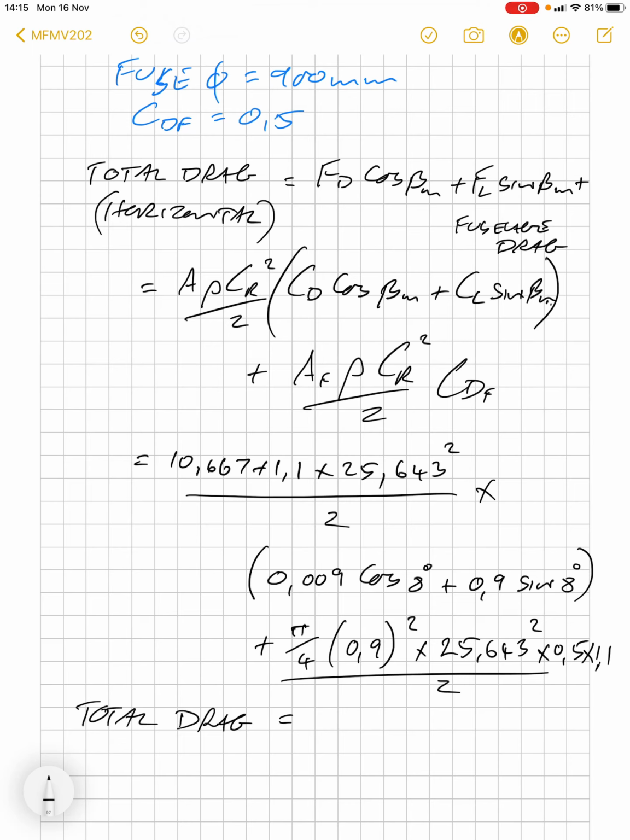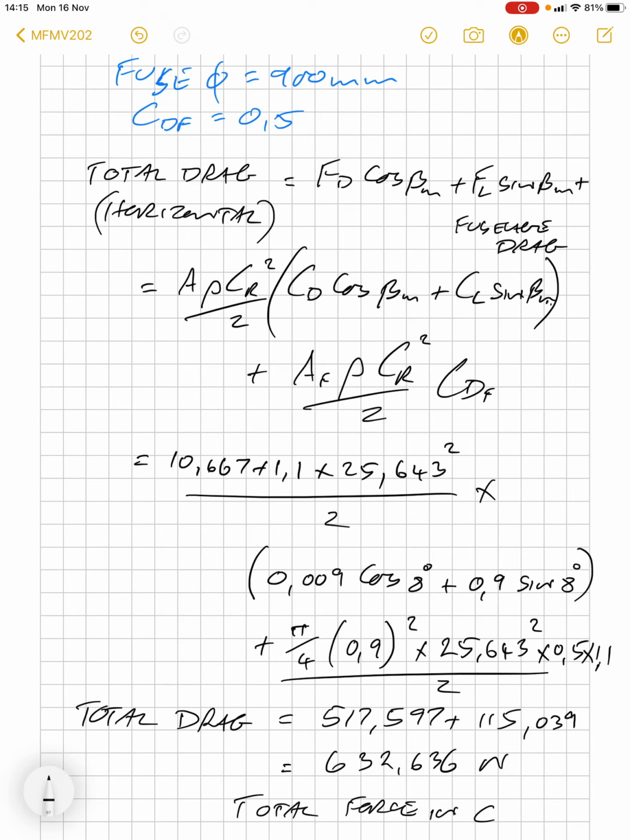Total drag is equal to 517,597 plus 115,039, 632,636 newtons, which is equal to the total force in the cable. Right, so the glider is attached to a cable that is towed along and that launches it up into the sky, and that's the total force on the cable.